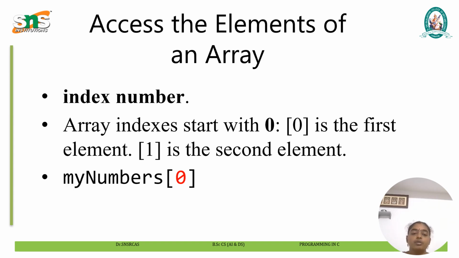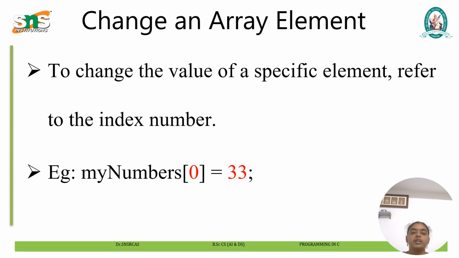Accessing the elements of an array. We access an element in an array using an index number. The index number starts with 0. The 0 is written inside a square bracket and refers to the first element. The second element is 1. The starting index number begins with 0. For example, my_numbers[0] is pointing to the first element in the my_numbers array.